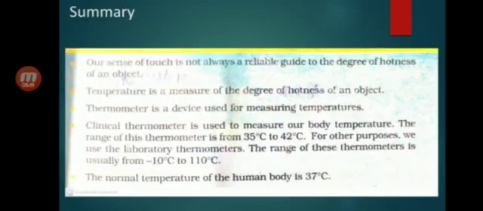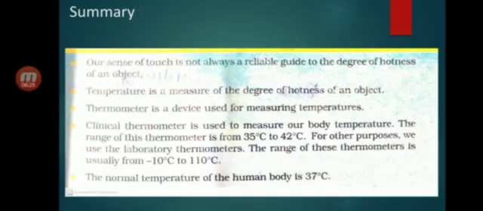At last, we summarize the chapter. Our sense of touch is not always reliable for judging the degree of hotness of an object. Temperature is a measure of the degree of hotness of an object. Thermometer is a device used for measuring temperatures. Clinical thermometer is used to measure our body temperature.